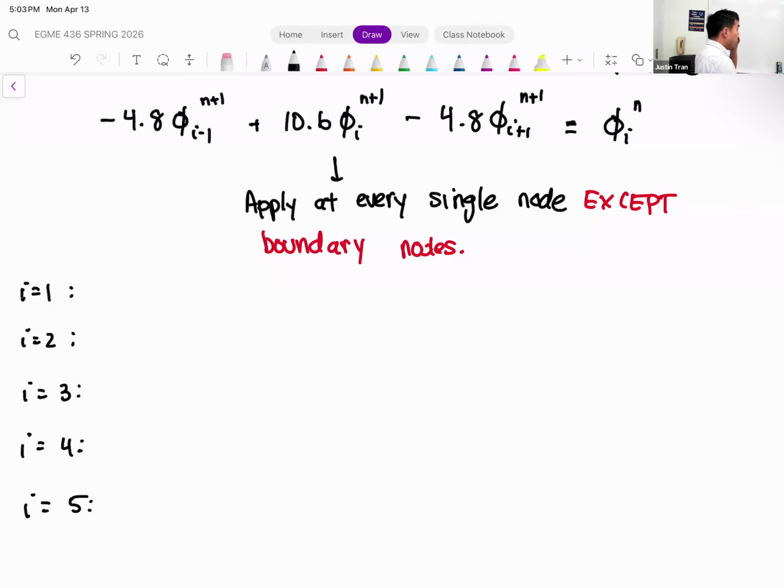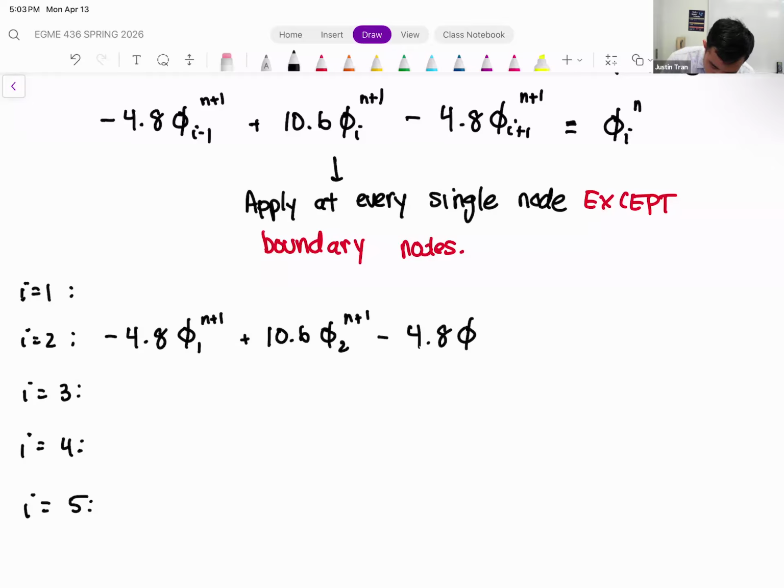Okay, so let's do the interior nodes first, just because we have the equation right there. So it's just plugging in the values for i. When i is equal to 2, we have minus 4.8 phi1 at n plus 1, plus 10.6 phi2 at n plus 1, minus 4.8 phi3 at n plus 1 is equal to phi2 at time step n, the current time step.